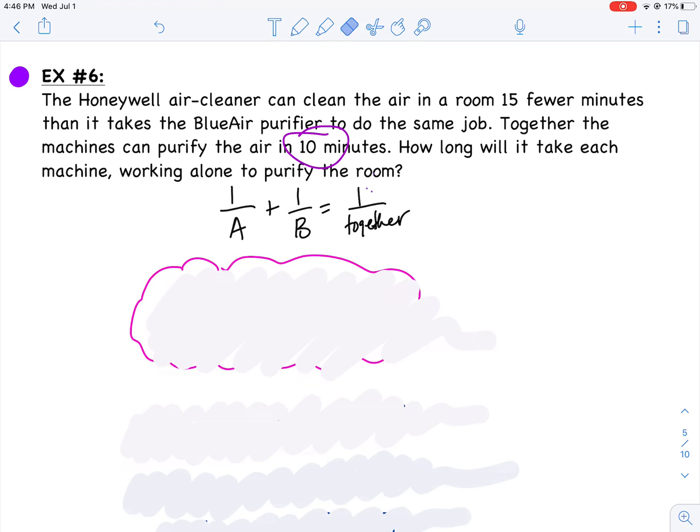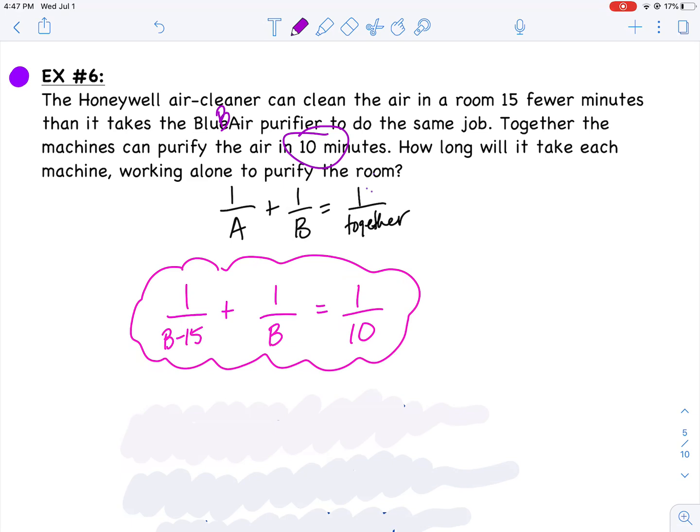So it says here that the Honeywell air cleaning machine does it in 15 fewer minutes than it takes the blue air. I'm going to call blue air B. We don't know how long it takes blue air B to do the job, so we're just going to keep it as that variable. But we do know that it takes the Honeywell air cleaner 15 fewer minutes, so I'm going to take that amount of time and subtract 15 from it. That's how I got the B minus 15. So this is the amount of time that it would take the Honeywell air cleaner. It's whatever B is minus 15 minutes, 15 minutes fewer than the blue air.